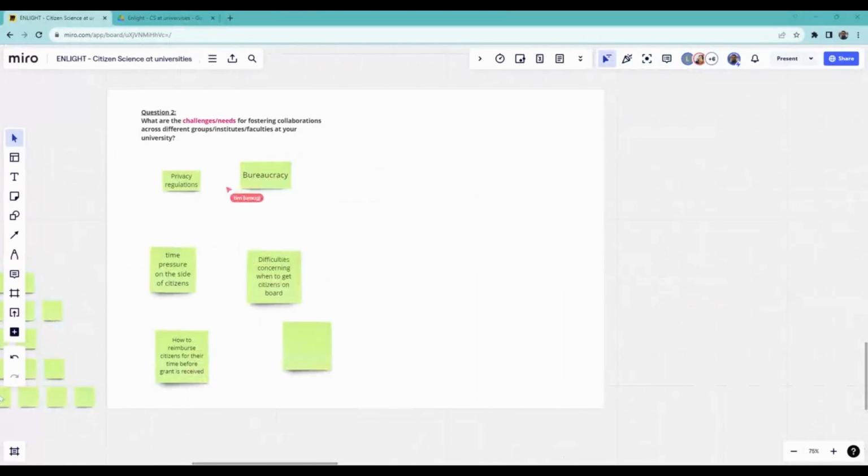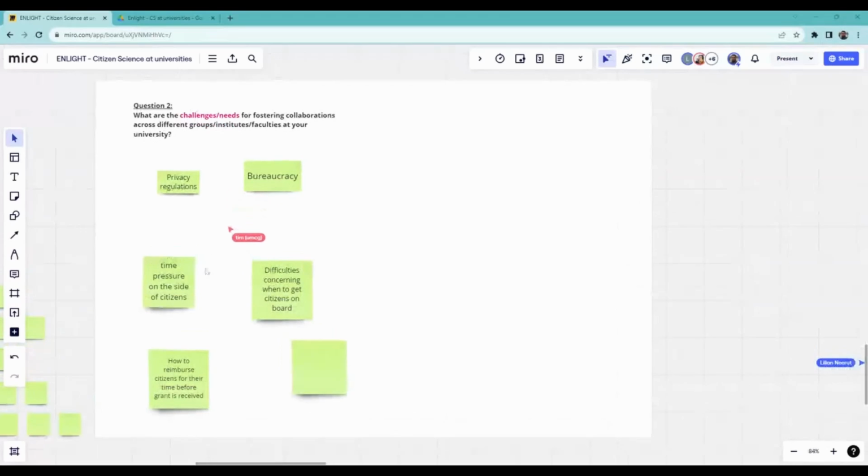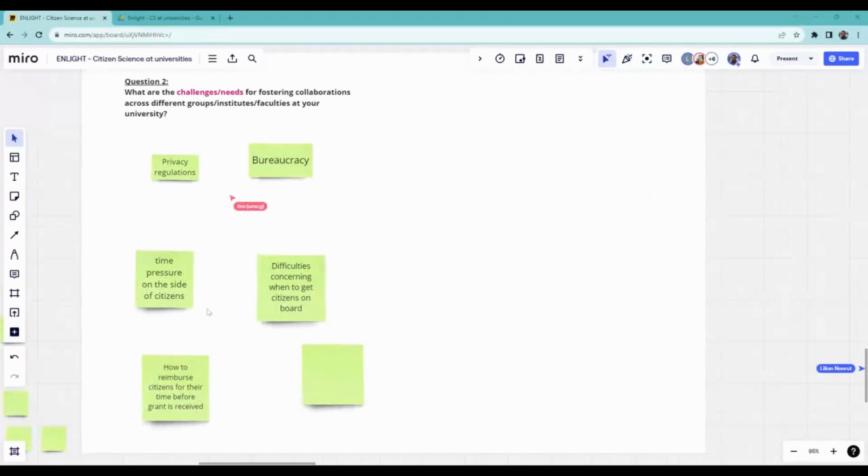And then in terms of challenges and needs, bureaucracy, obviously, and privacy regulations stand in the way of collaboration. Time pressure on the side of citizens: when are they going to do this? Difficulties concerning when to get citizens on board.